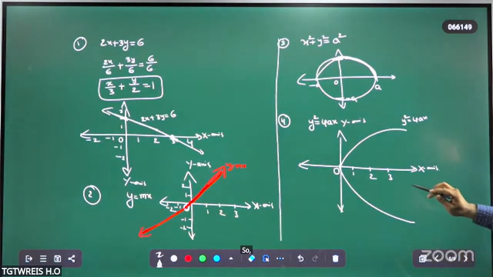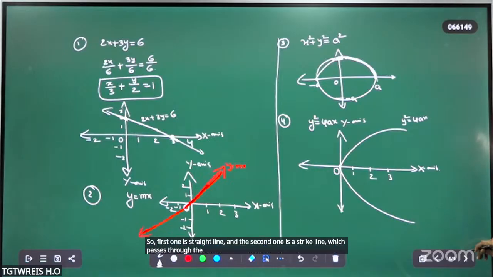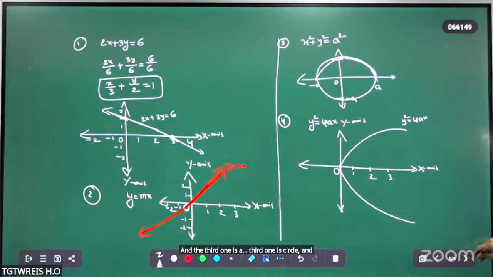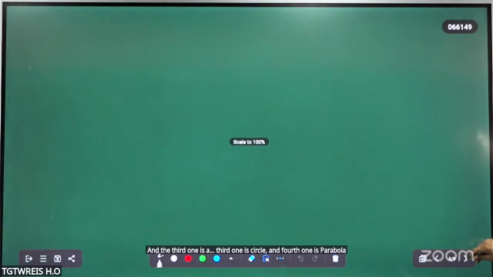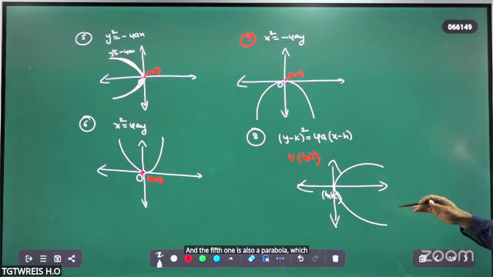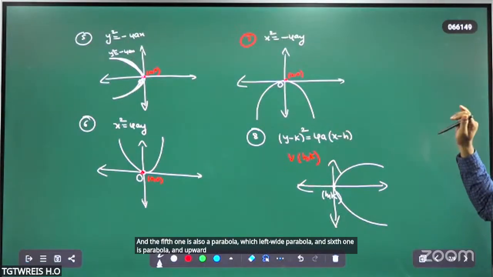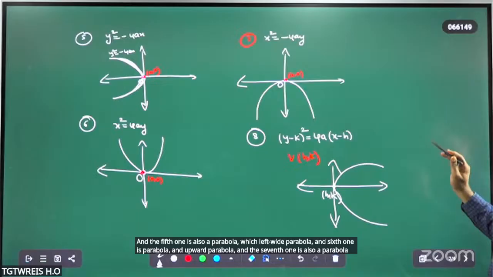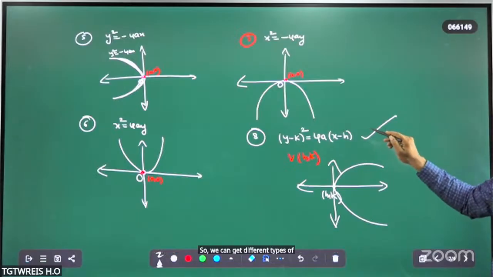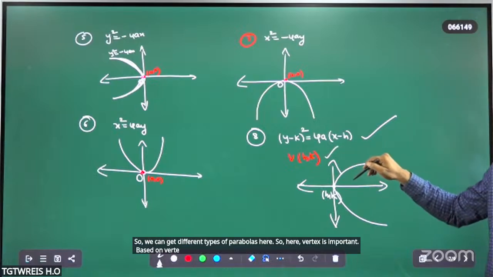So first one is a straight line and the second one is a straight line which passes through the origin, the third one is a circle, and the fourth one is a parabola, rightward parabola, and fifth one is also a parabola, which is a leftward parabola, and sixth one is an upward parabola, and seventh one is also a parabola, a downward parabola, eighth one. So we can get different types of parabolas here. So here the vertex is important. Based on the vertex only we can write.